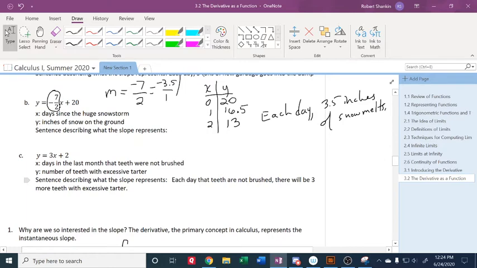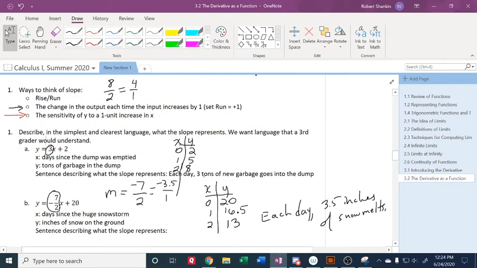All right, but sometimes the situation is such that we really want to look at the sensitivity. How much does the one change when the other changes by 1? And does it go up when the other goes up, or does it go down when the other goes up? And that would be a negative slope and all that stuff. So we can change our point of view to whichever is most helpful.